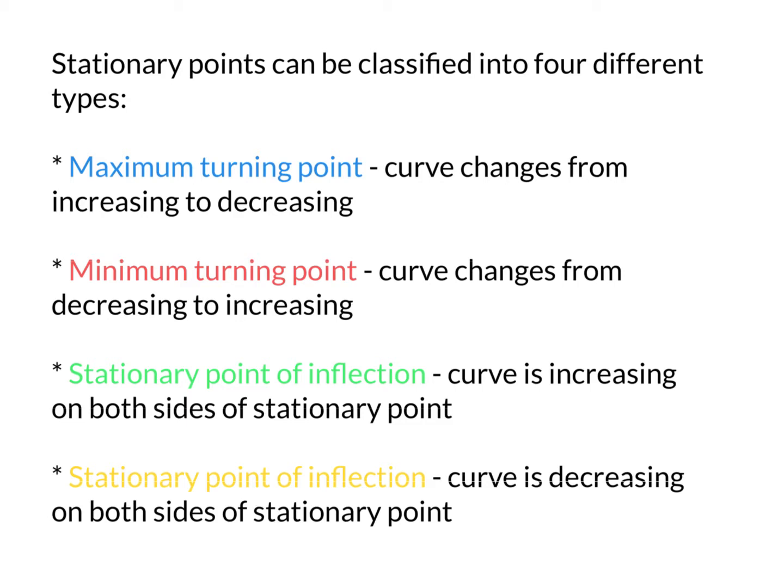We have a minimum turning point. That's where it changes from decreasing to increasing. We have a stationary point of inflection. That's where the curve is increasing on both sides of the stationary point. And we have a second stationary point of inflection where the curve is decreasing on both sides of the stationary point. So we're about to have a look at these as examples using graphs.